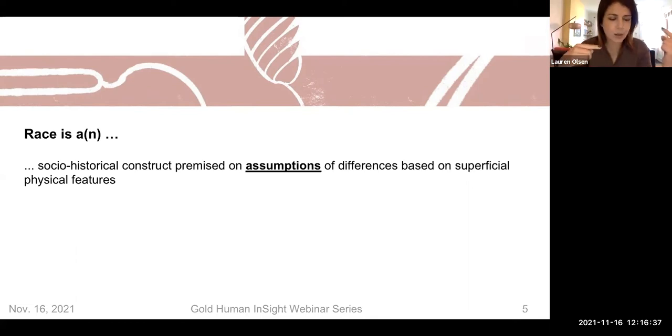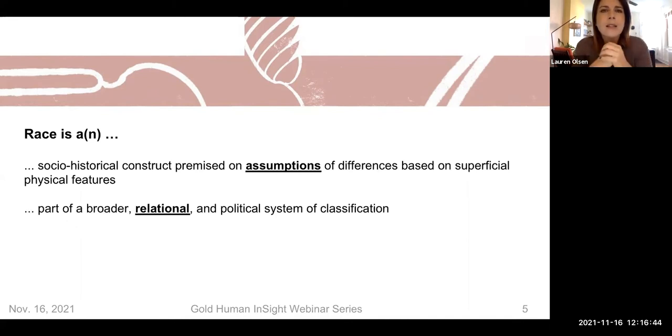Which leads me to the next point in thinking about race, which is, I think, incredibly important: that race is part of a broader relational and political system of classification. And the relational part, I think, is foundational here, because the elevation of one group or the oppression of one group is premised entirely in relation to another group.